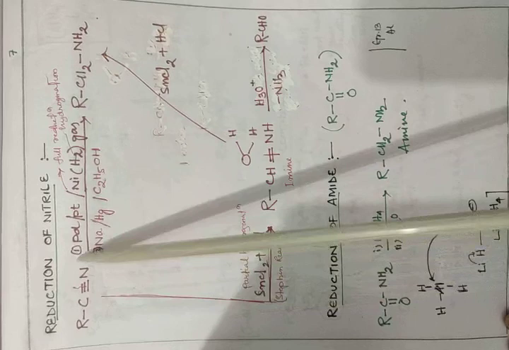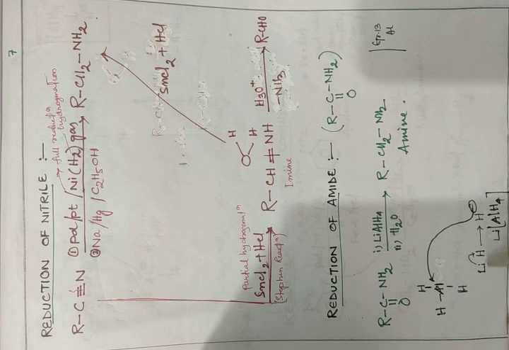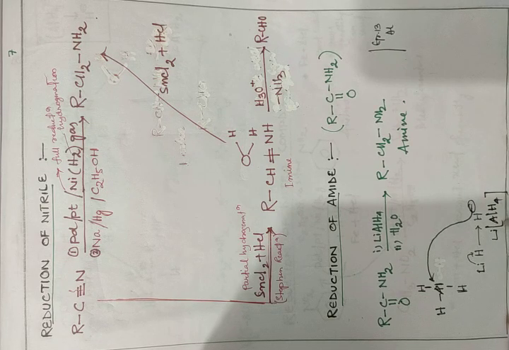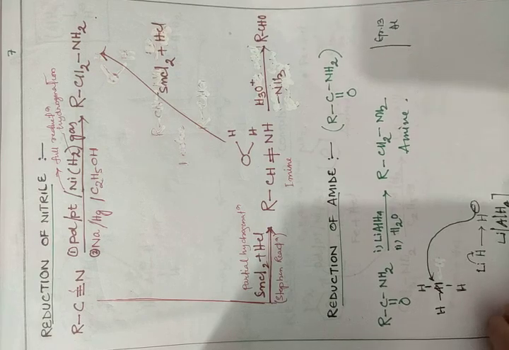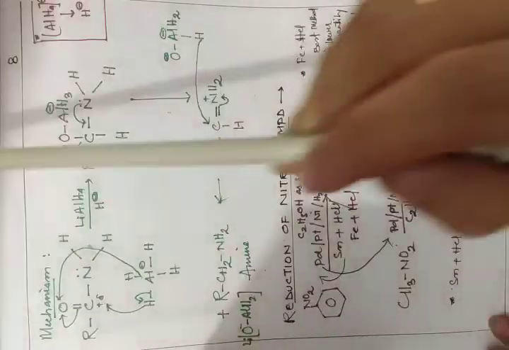Now next is the reduction of amide. This is the general formula. So amide, then lithium aluminum hydride, then water, then amine. Here this is lithium aluminum hydride. In aluminum hydride, one hydrogen is there, and by forming this we will get lithium aluminum hydride. So this aluminum is in group 13.